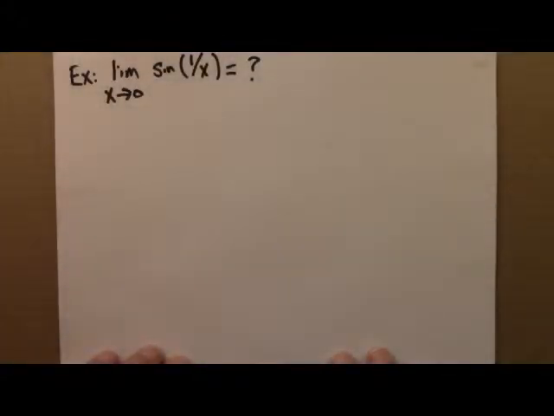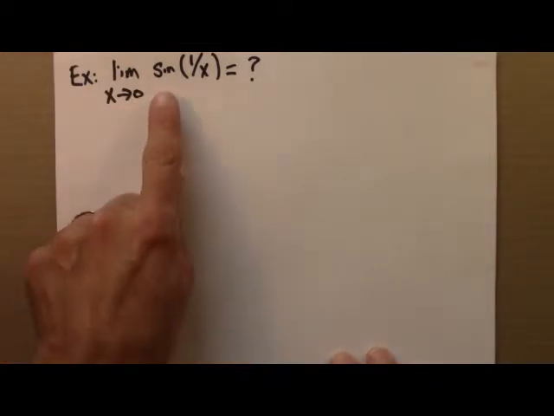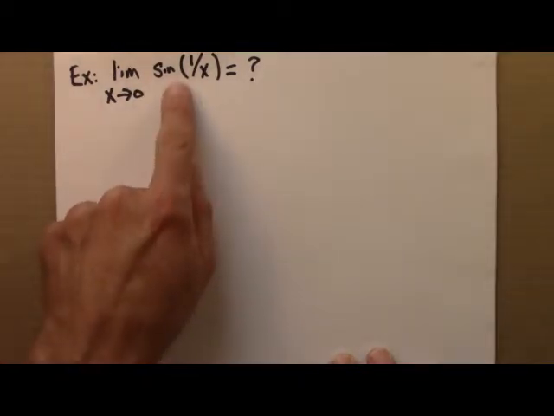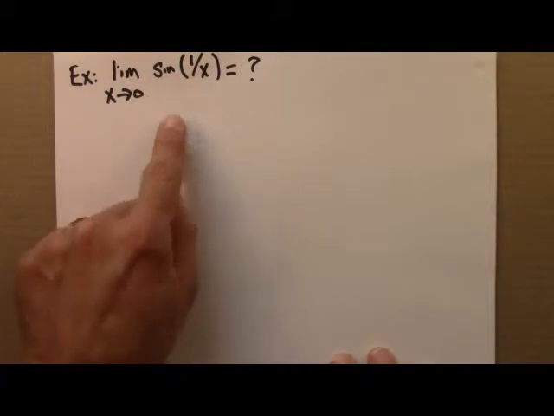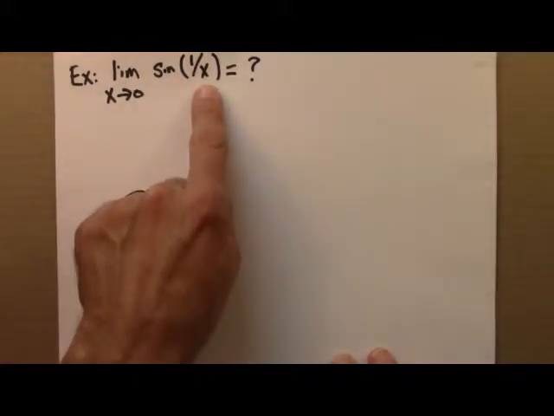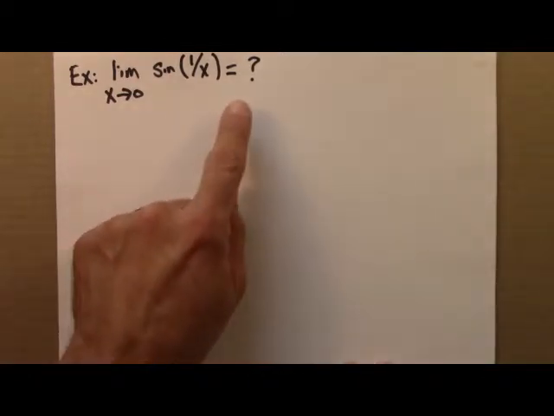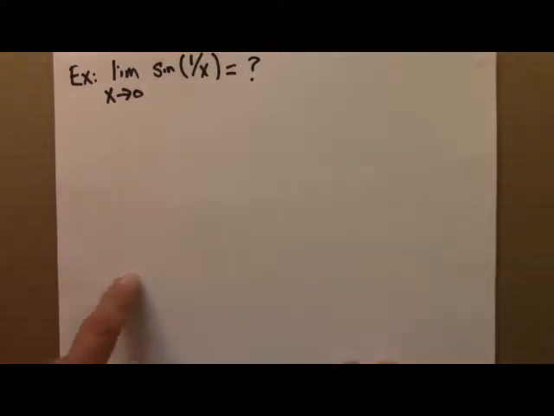Let's do one more example. So here we're interested in the limit as x approaches 0 of sine 1 over x. It's just a little different from before. Last time we had sine x over x. This is sine 1 over x. We want to know, as x gets closer and closer to 0, what does sine 1 over x get closer and closer to? If you want, you might want to take a moment and try this on a calculator on your own before I show you the results.